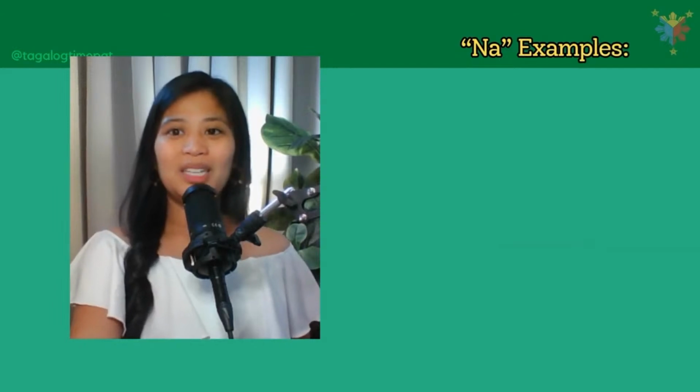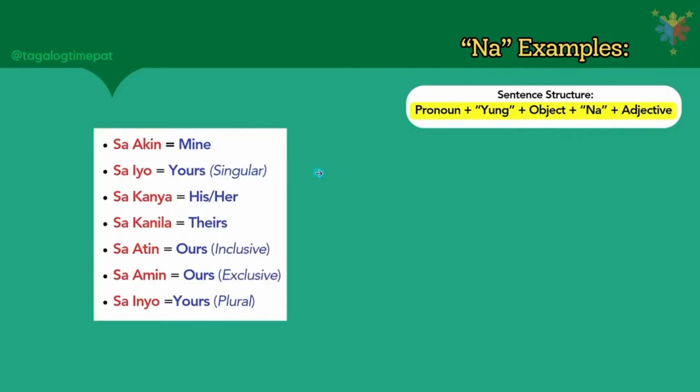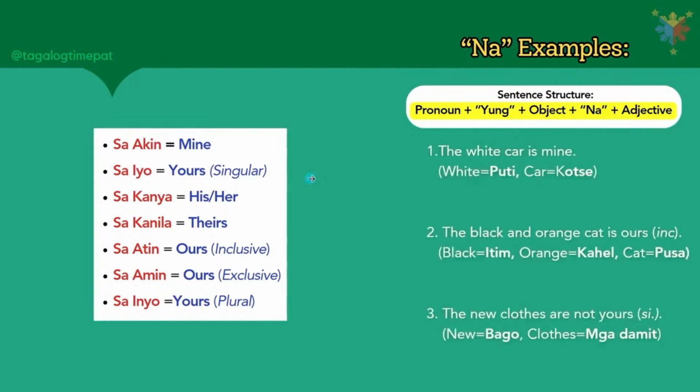Now let's do some examples. It is the sentence structure pronoun first, then the word yung. Now I want you guys to just practice yung, but again, remember it means the, and it's interchangeable with the word ang usually. Then it's the object, then it's the word na, and then it's the adjective at the end. And then here are the possessive pronouns that we learned. And here are some examples. Let's do the first one together.